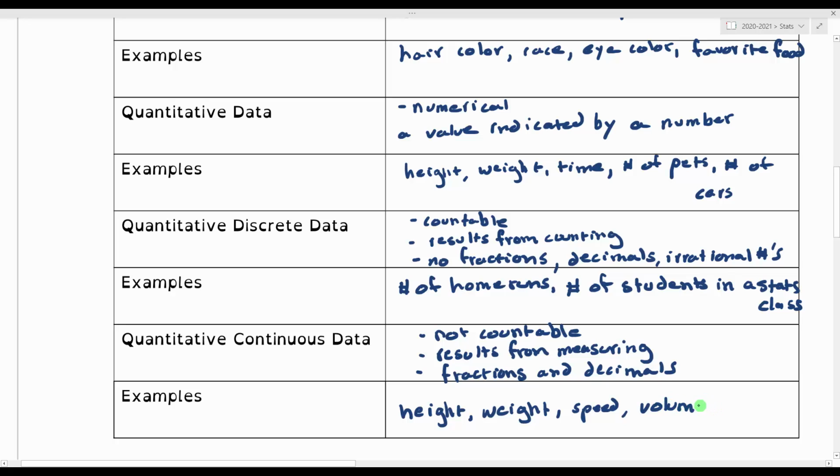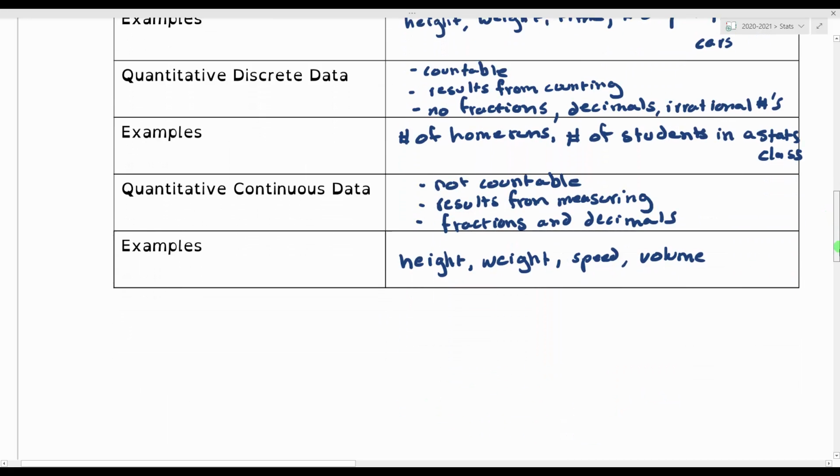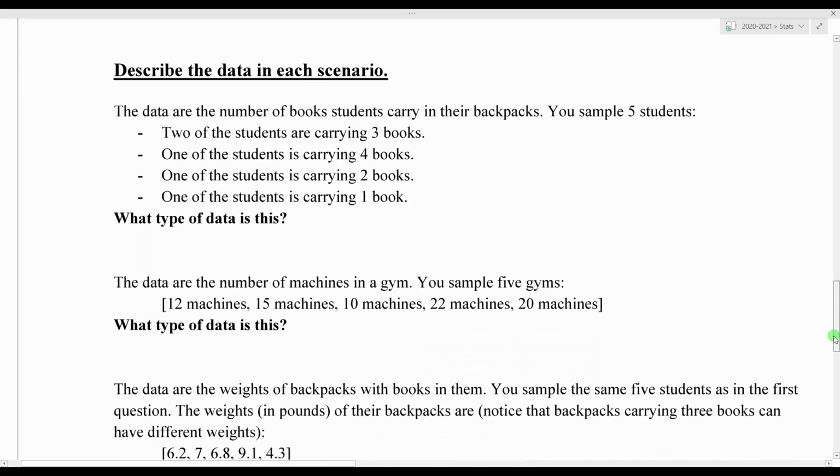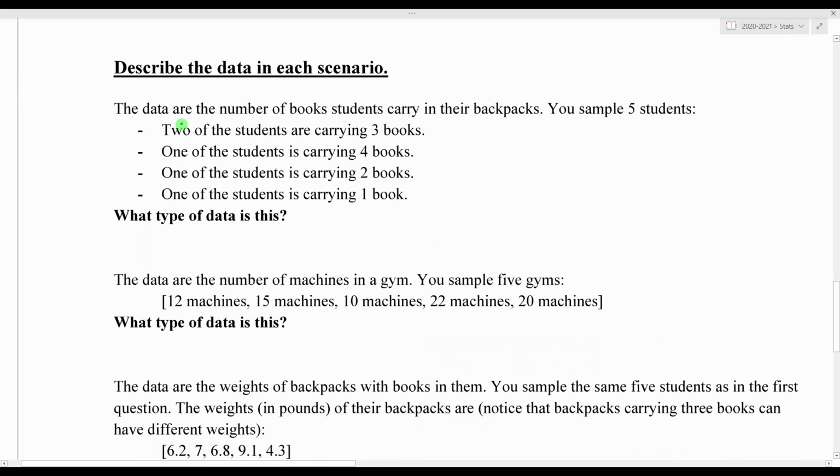these are things that we would consider to be quantitative continuous data. Let's look at some examples of data that we might run across, and let's determine what type of data it is. It tells us right here, it's going to describe the data, and then we're going to determine whether it's quantitative or qualitative, and if it's quantitative, we're going to distinguish between discrete and continuous.